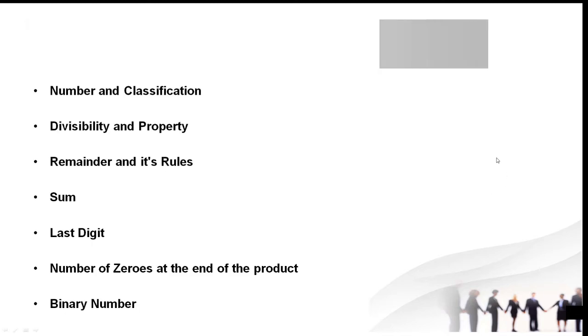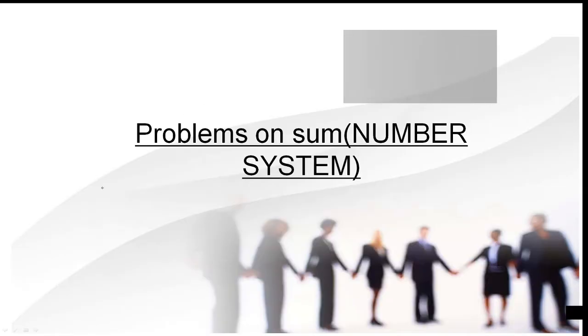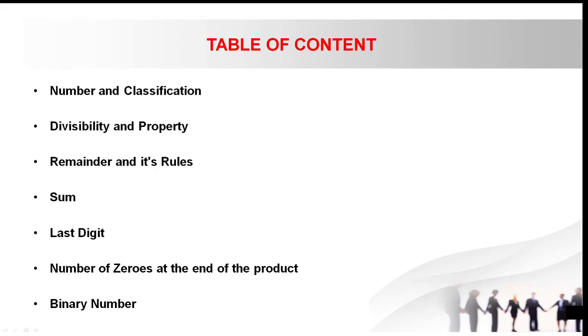Today we are going to discuss the first topic of the aptitude section, that is number system. In this, the topics I am going to cover are the numbers and classifications, and the second one is divisibility rules and properties. First we will see what the number systems and the classifications are. We have different classifications for the numbers, right?